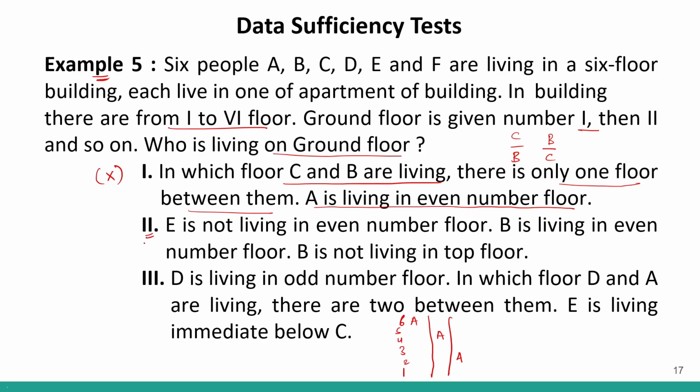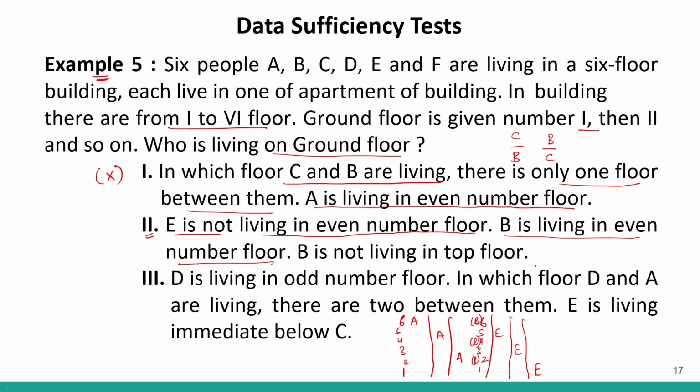Statement number 2 says that E is not living on an even numbered floor. So if I take statement number 2, 1, 2, 3, 4, 5, 6. E is not living on an even numbered floor. That means E lives on an odd numbered floor. So E will live at the third one or E will live at the first one. Correct? B is living on an even numbered floor. So B can live either at 6, 4 or 2. So at 6 we can have B, at 4 we can have B and at 2 we can also have B. Correct?